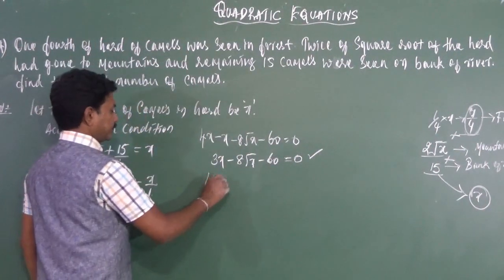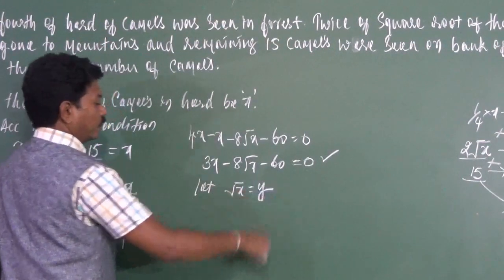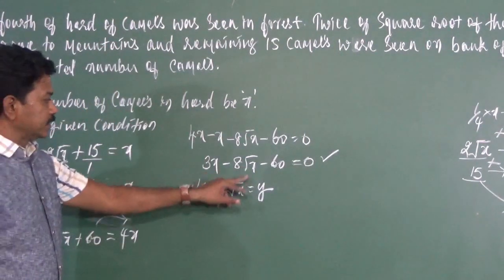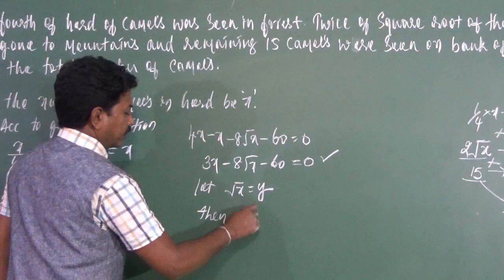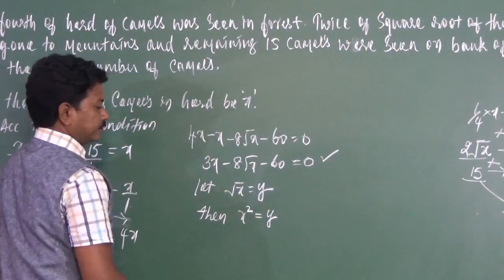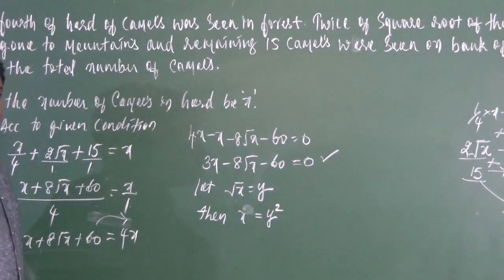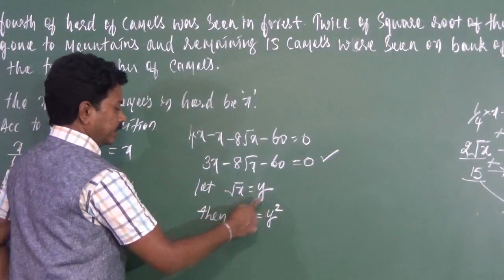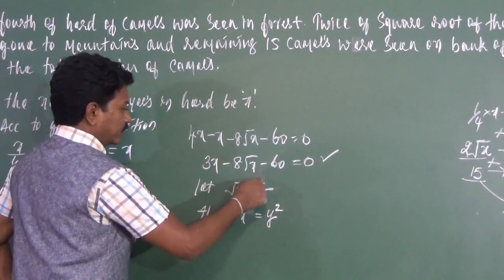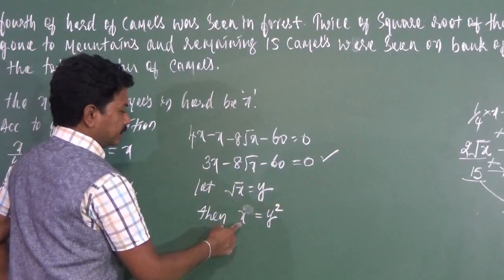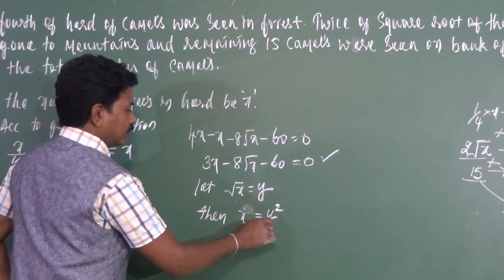Let root x is equal to y. You will guess this. Then x will be equal to y square. Is this okay? If root x is equal to y, then x will be equal to y square. When you take squaring on both sides, square and root cancel, that becomes x, and y becomes y square. So if root x is equal to y, then x is equal to y square.